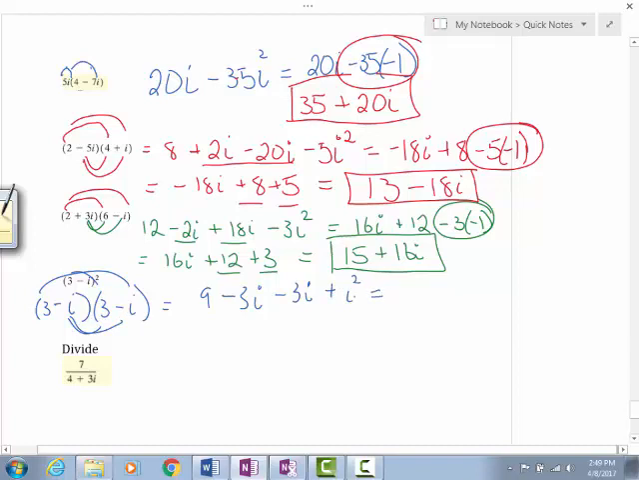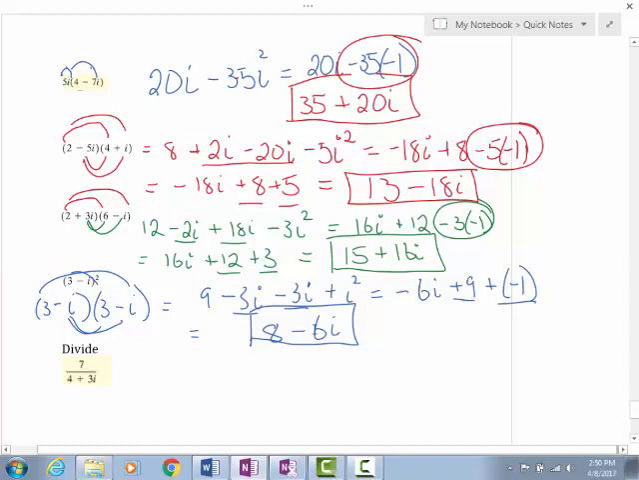So just like we've been doing before, I'm going to go ahead and combine those. Notice they're both negative, so that's going to leave me with a negative 6i plus 9 plus, we said i squared is the number negative 1. So now I can go ahead and combine all my terms. 9 plus negative 1 gives me an 8, and then I have a minus 6i after that. And we're done.